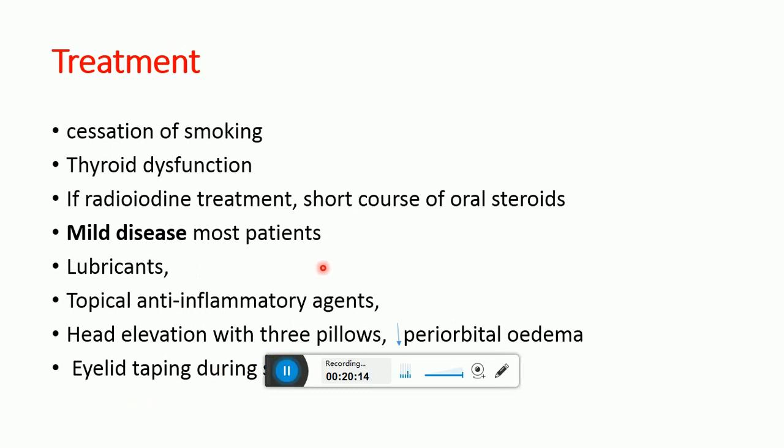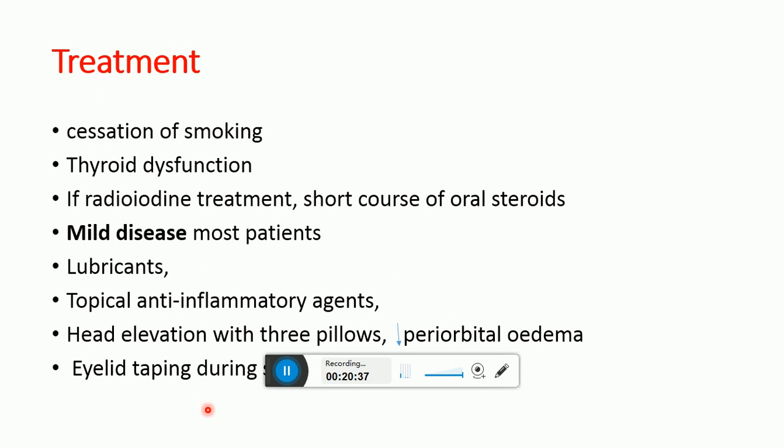So, short course of oral steroids. Now, when a patient comes with mild disease, most patients have mild disease, so give lubricants for superior limbic keratoconjunctivitis and corneal exposure for dryness. Topical anti-inflammatory agents such as steroids, non-steroidal anti-inflammatory drugs, and cyclosporine are advocated for by some authorities.